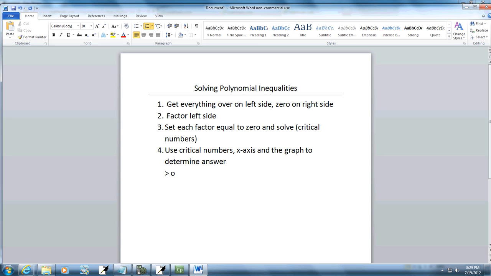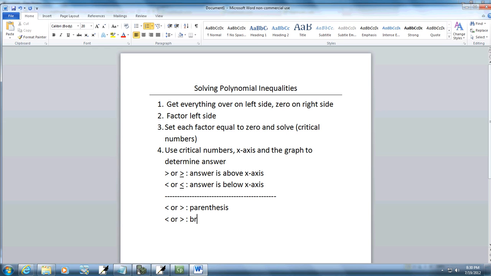Now, if you have a greater than or equal to, your answer is above the x-axis. If you have a less than or equal to, then your answer is below the x-axis. If you have a less than or greater than, then you'll use parentheses. If you have a less than or equal to or greater than or equal to, you'll use brackets. There we go.